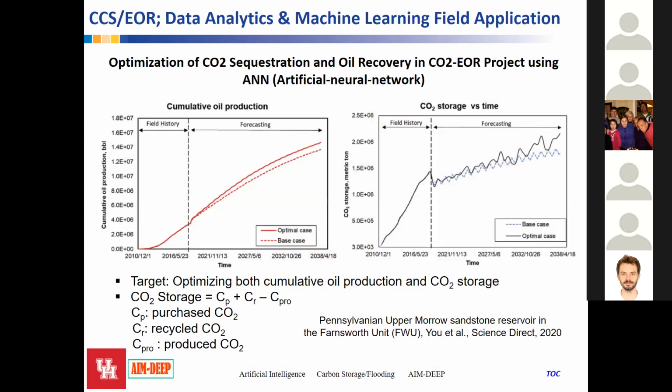Well, in the next few slides, I'm going to share with you some field cases that used the artificial neural network to match the history and also produce a reliable prediction for both the cumulative recovery and the CO2 storage in CCS projects coupled with EOR. So this is one of them, done on one of the Pennsylvania reservoirs.